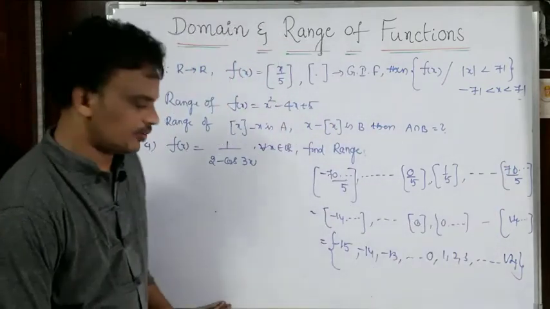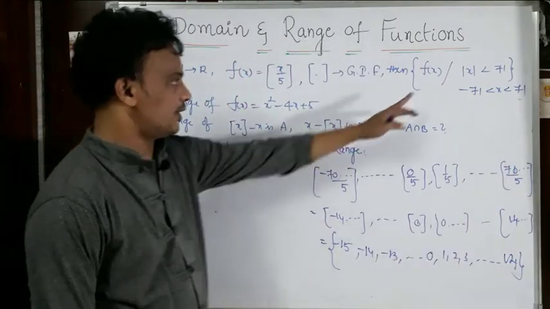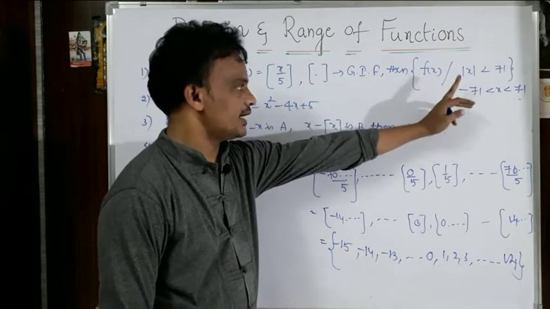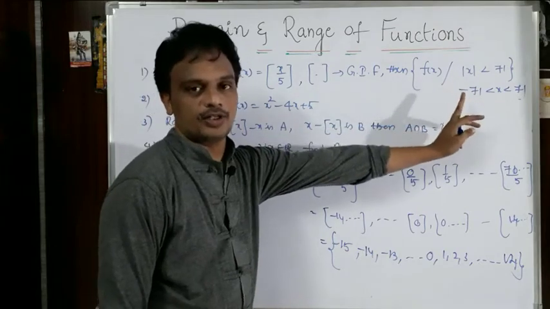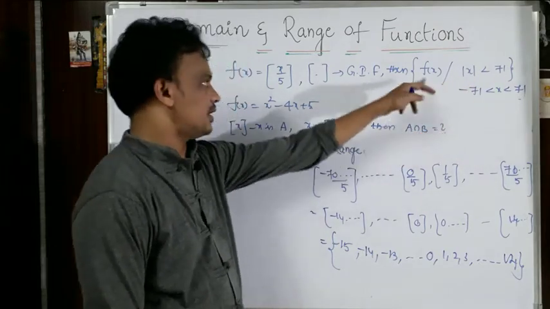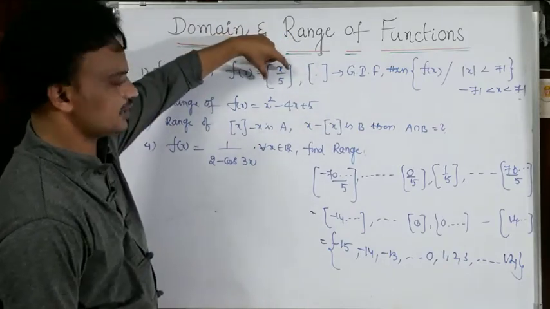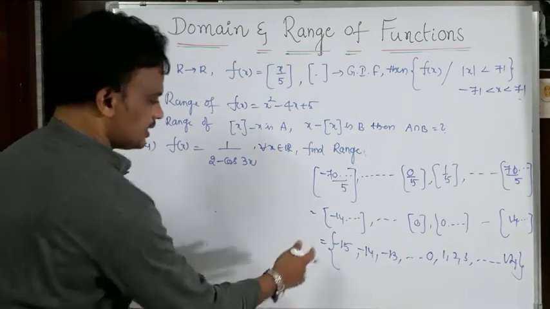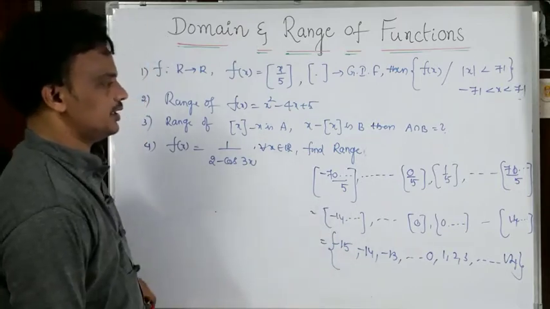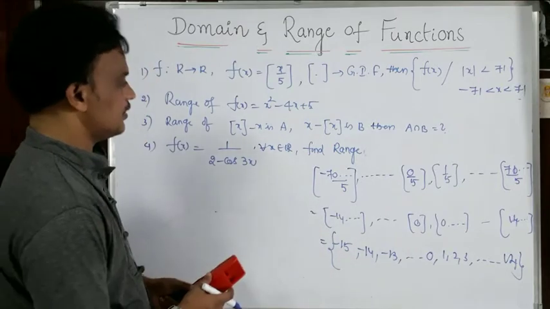What do you say? What is the range of the function, for x values lying between minus 71 to plus 71? So what is this f of x? I mean the values which are obtained by substituting in this function. So that is minus 15 to plus 14. That is the range of the first problem.